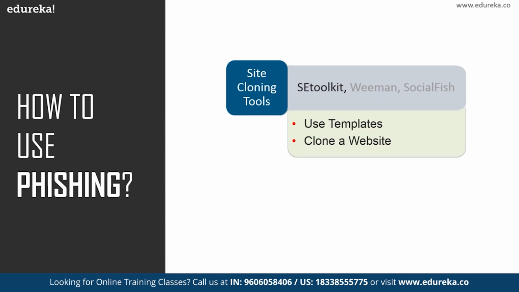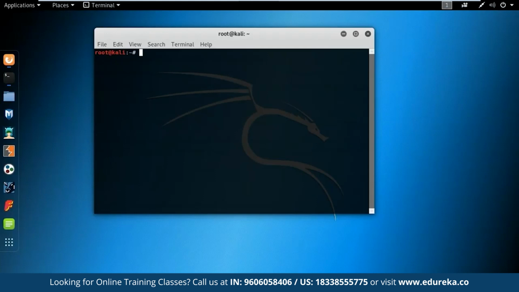In this method, you enter the URL of the web application that you want to fake, and then the tool creates a clone of that web application. So first, let us see how you can use SE Toolkit, that is the Social Engineering Toolkit, to clone a website using pre-available templates.